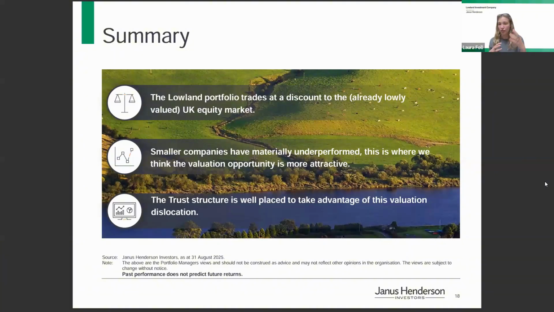There's often, like I said, very traditional but well-run, conservatively managed companies in there that aren't getting that much attention at the moment. And the trust structure is better for that. It's challenging to hold more illiquid shares within an open-ended vehicle, but a trust structure is well suited to owning those smaller illiquid domestic companies. So I'll finish there and hopefully we'll have some questions.